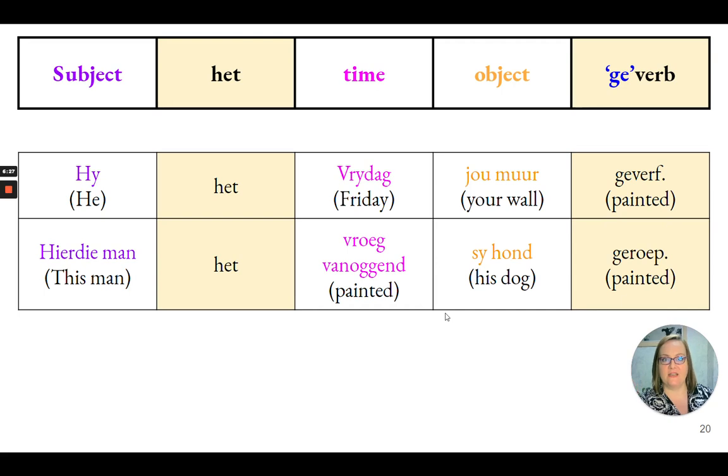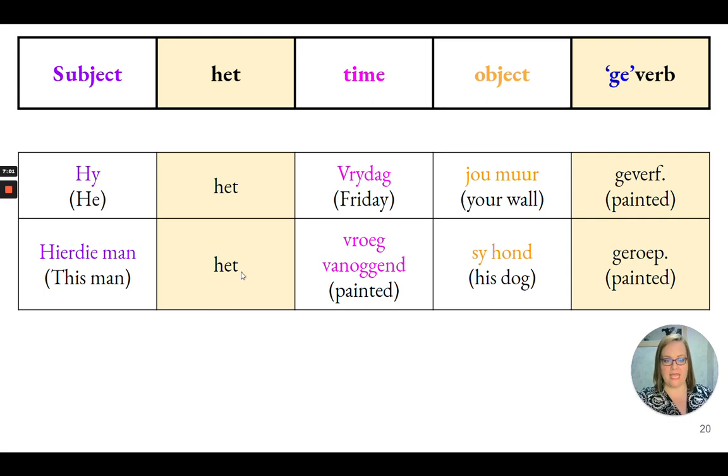This is a revision of the main verb. What are the rules for past tense? You have het as the first verb and your ge-verb at the end. Those are your rules in general. Even if you're looking at other verbs or helping verbs, you have het as your second verb and then the ge-verb at the end. Hy het Vrydag jou muur geverf. So he painted your house on Friday, or your wall on Friday.